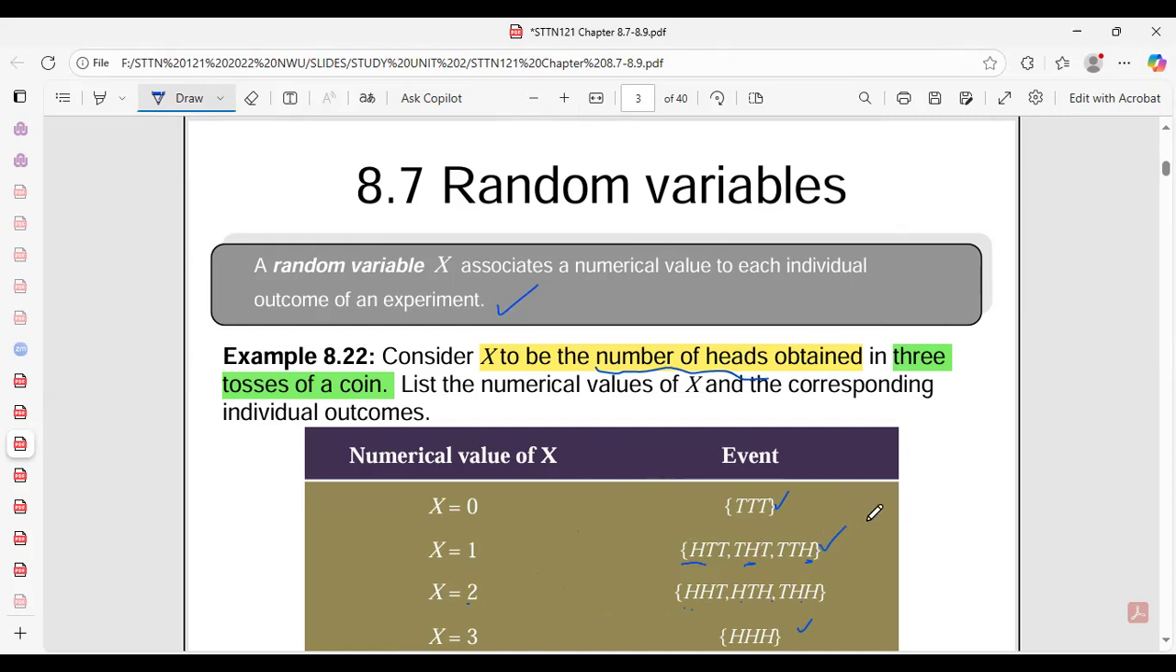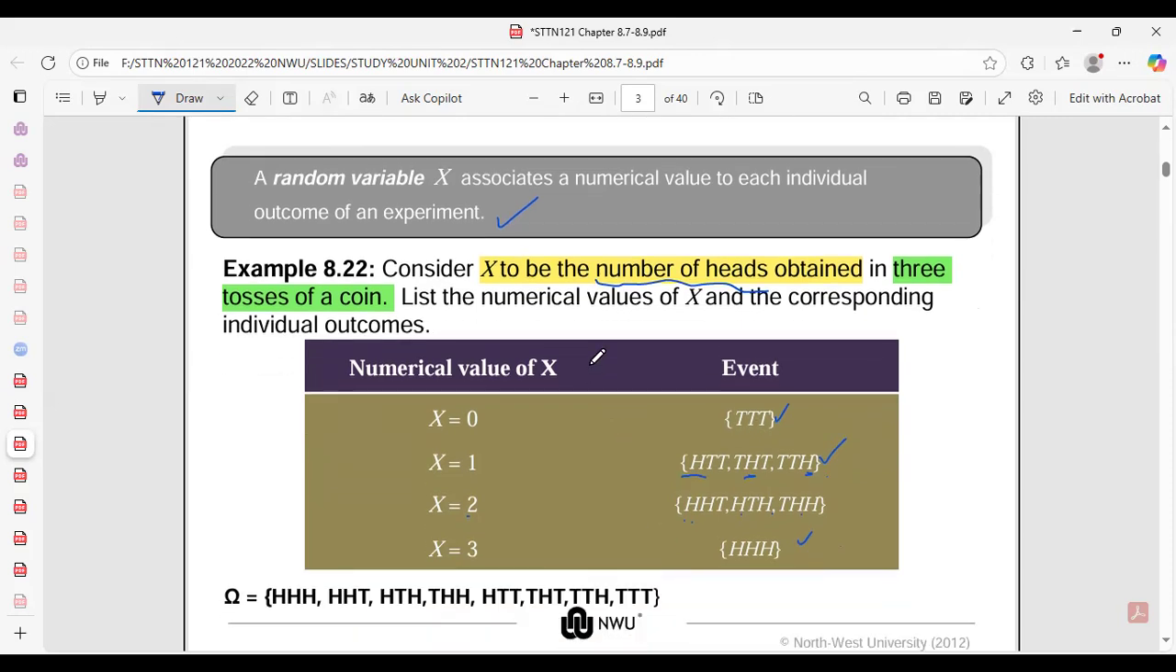If they tell you to calculate the probability where X is equal to 1, you count 1, 2, 3. So 3 divided by the sample space, which is what? 8. How do you get 8? 1, 2, 3, 4, 5, 6, 7, 8. With 3 choices, the sample space is equal to 8. So for X equal to 1, you get 3 out of 8. This one, 3 out of 8. This one, 1 out of 8. This one, 1 out of 8. That's how you do it.